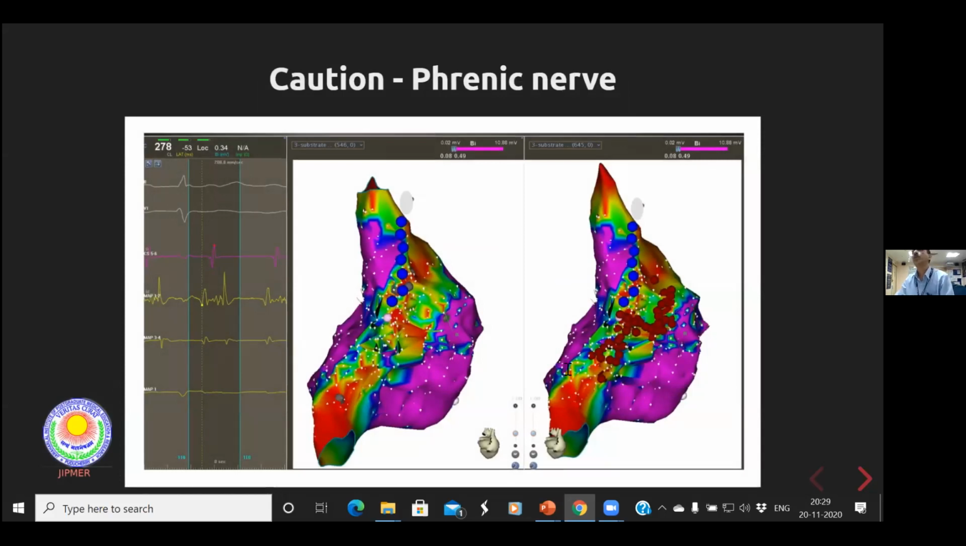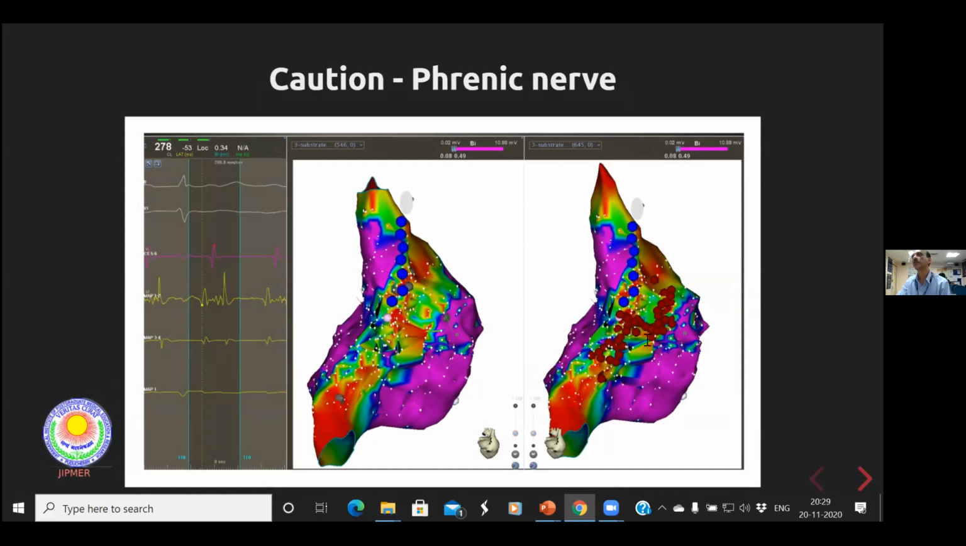And one point is, especially if you have to go from the scar to the SVC or the upper part, you have to be careful about the phrenic nerve. And what we usually do is keep continuously pacing from the mapping catheter and come along this region. Whenever we see diaphragmatic capture, we put a tag there. That way you get almost a tag of the whole phrenic nerve course.